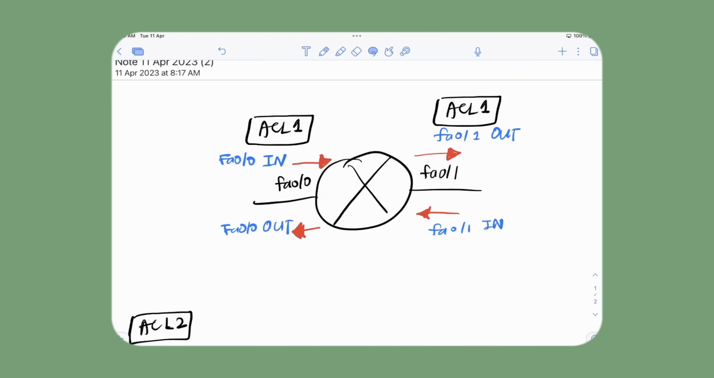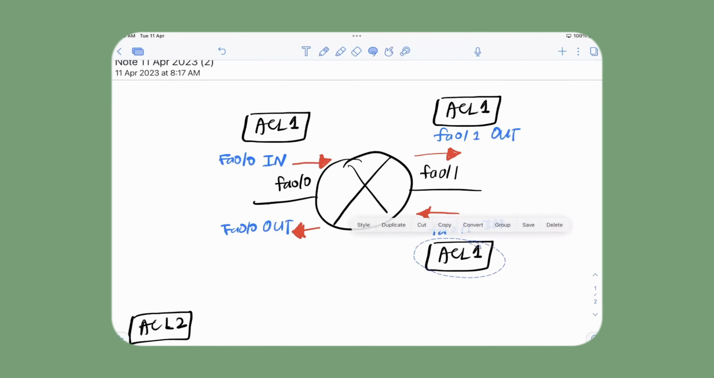Why? It's because you create one, this is your rule. How many times you want to use it, where you want to use it, is up to you. Understand? So I can actually put the same rules, the same ACL 1, in many of the interfaces here. That is correct. As many times as you like.